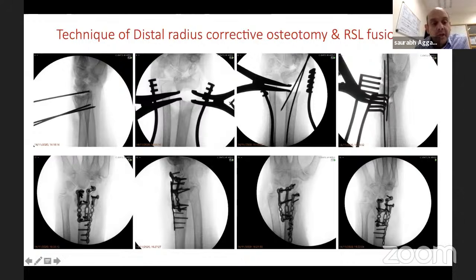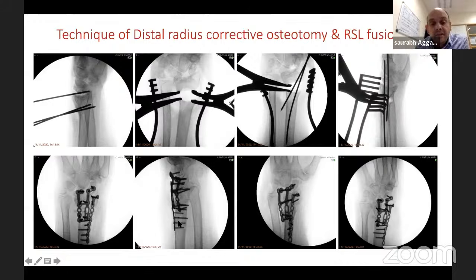So this fellow there, this is a radioscapholunate fusion plate. You can see 2 screws in lunate, 2 in scaphoid. But because we don't have long RSL plates, I don't think companies make them, I just improvised and put a hand plate there.